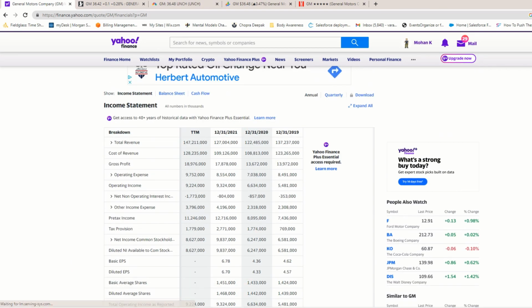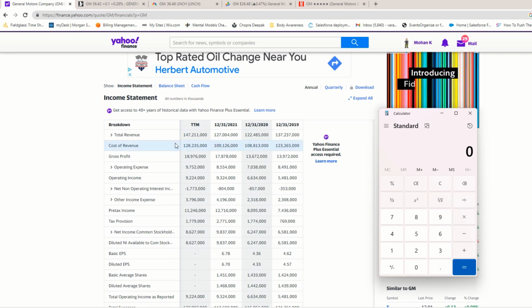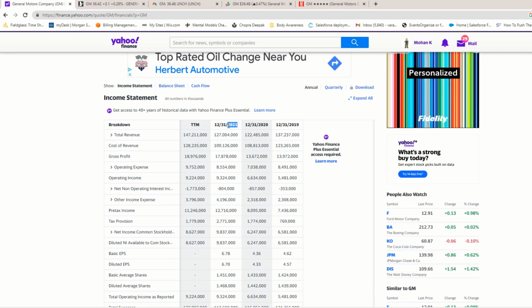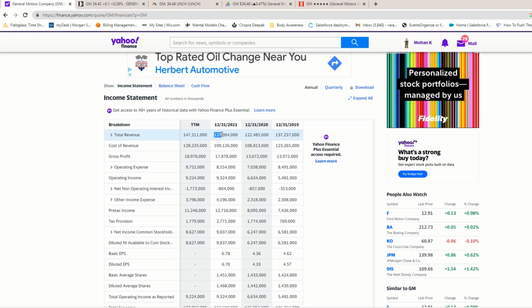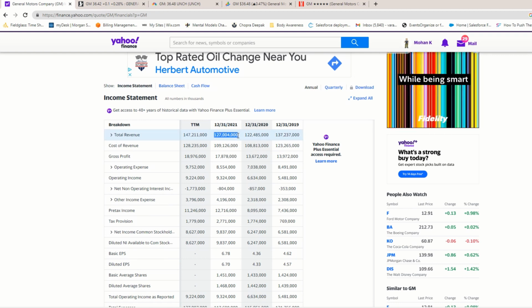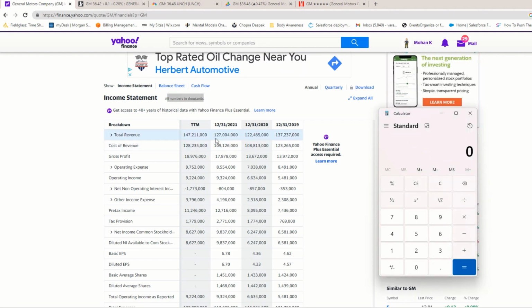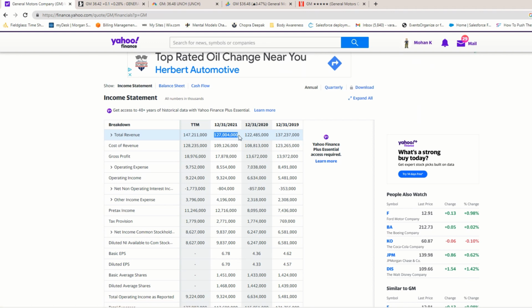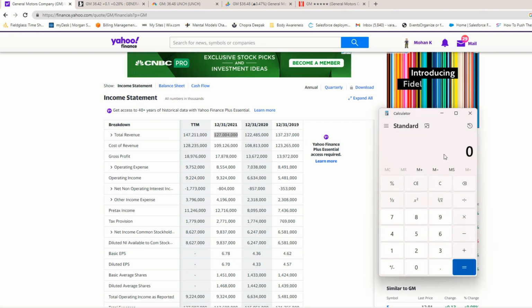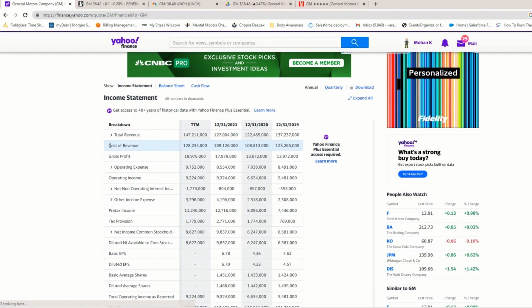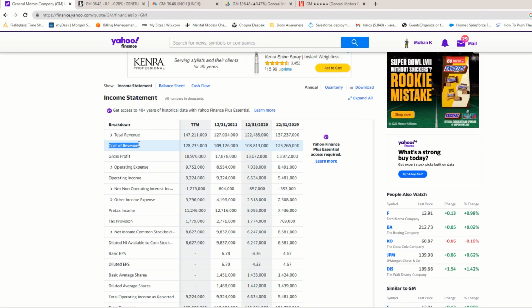For General Motors, the total revenue for the year 2021 is 127,004,000. All these are in thousands, so I'm going to convert it to billions, which comes to $127 billion. Let me put it in the calculator here. And then the second one is the cost of revenue. For the year 2021, the cost of revenue is $109 billion.